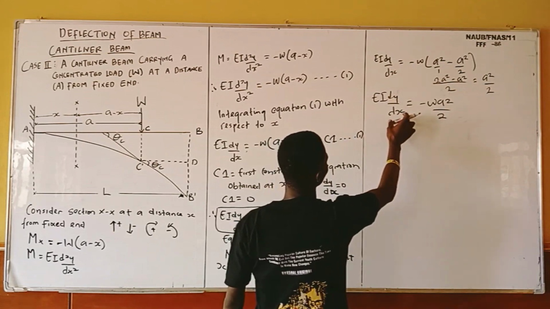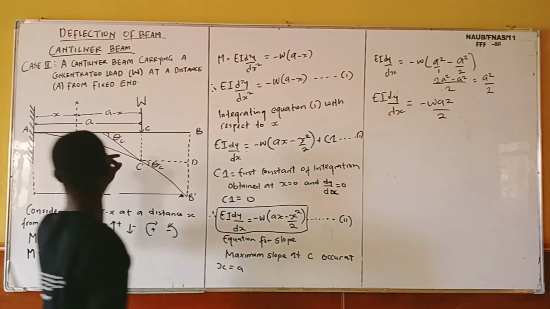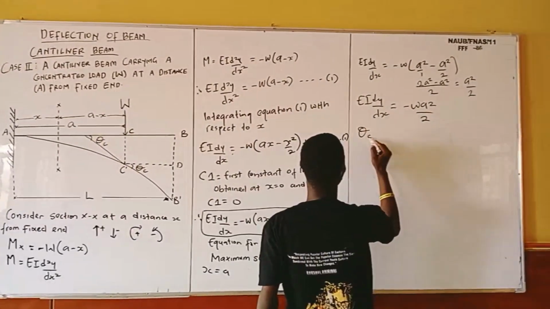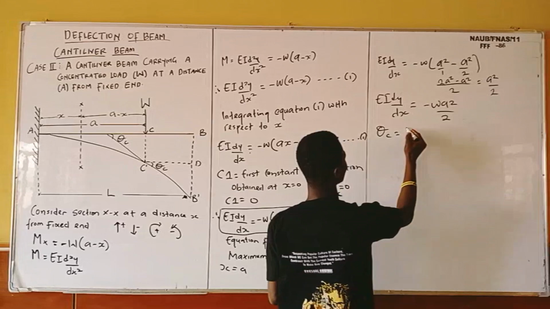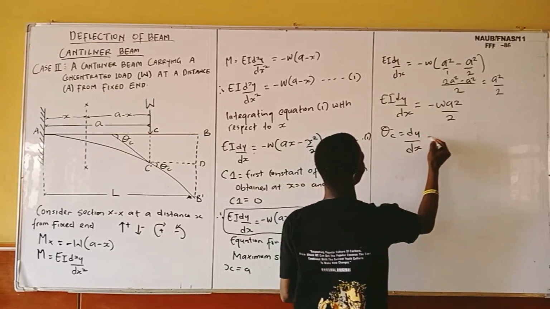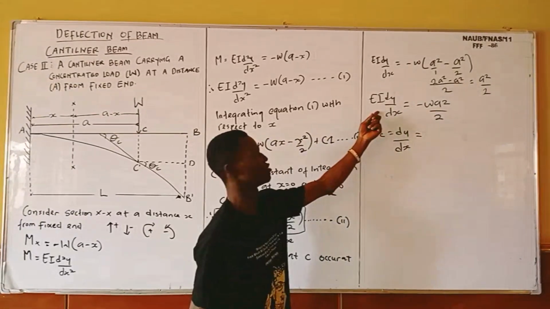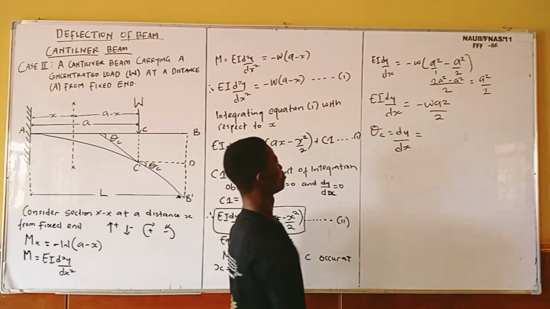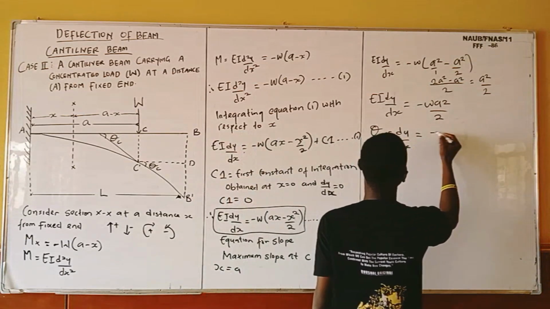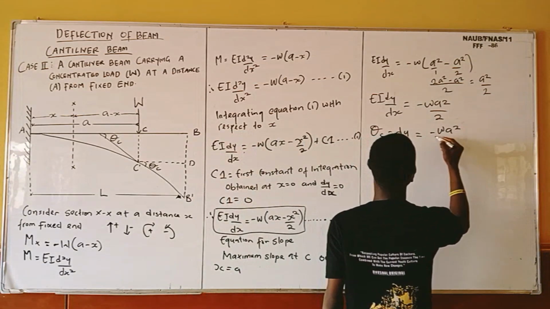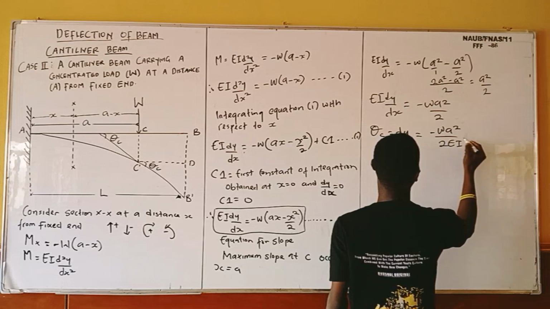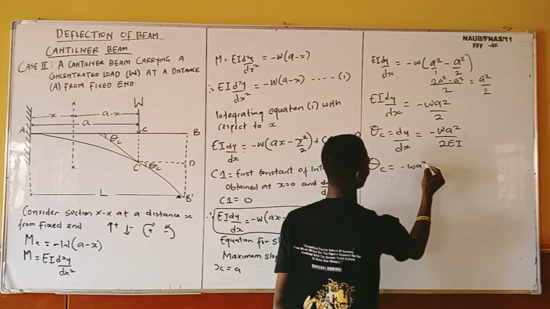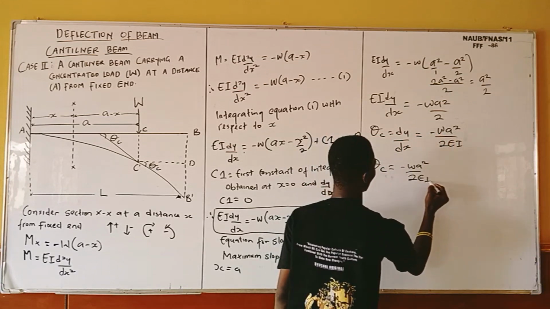So now, don't forget that dy/dx is our slope. So for our slope at point C, our dy/dx, for us to have dy/dx here, we are going to divide both sides by EI, which our lecturer did here. So by dividing both sides by EI, we are going to have minus WA squared over 2EI.